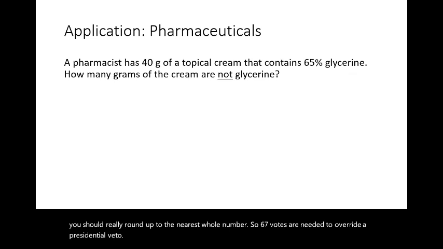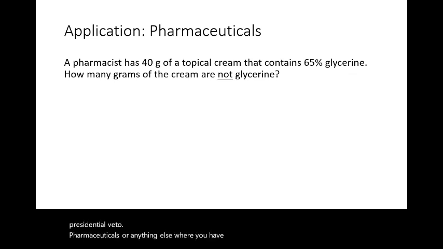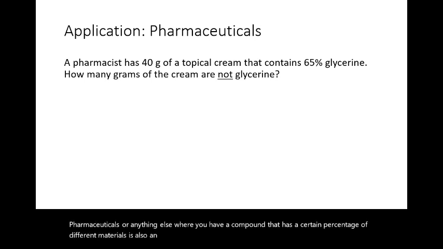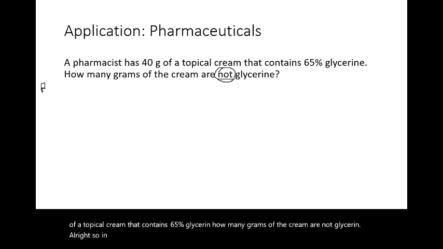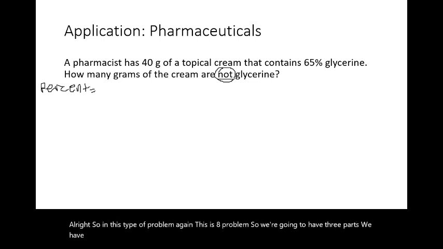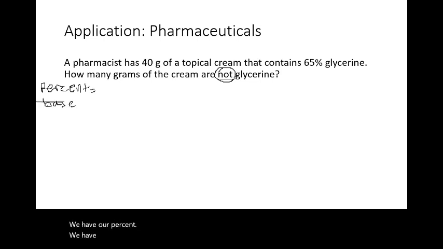Pharmaceuticals, or anything else where you have a compound that has a certain percentage of different materials, is also an application of percents. So let's say that a pharmacist has 40 grams of a topical cream that contains 65% glycerin. How many grams of the cream are not glycerin? All right, so in this type of problem, again, this is a percent problem, so we're going to have three parts. We have our percent, we have our base, and we have our amount.